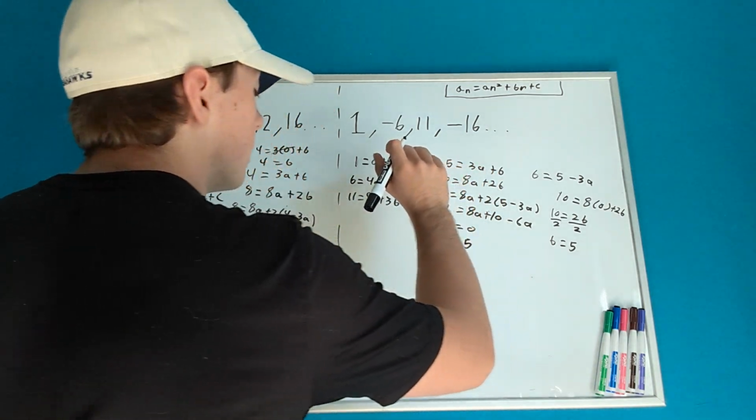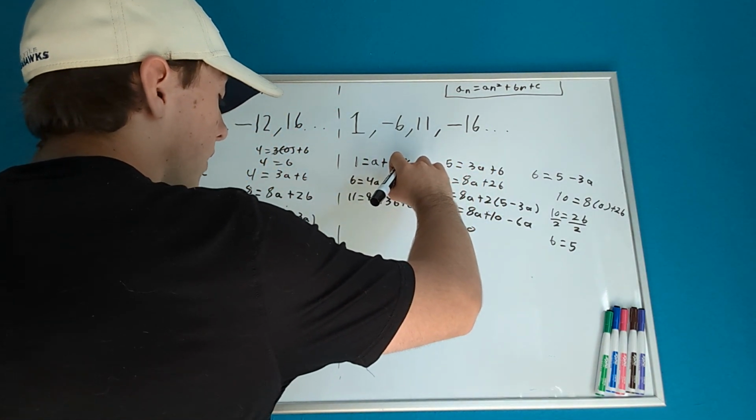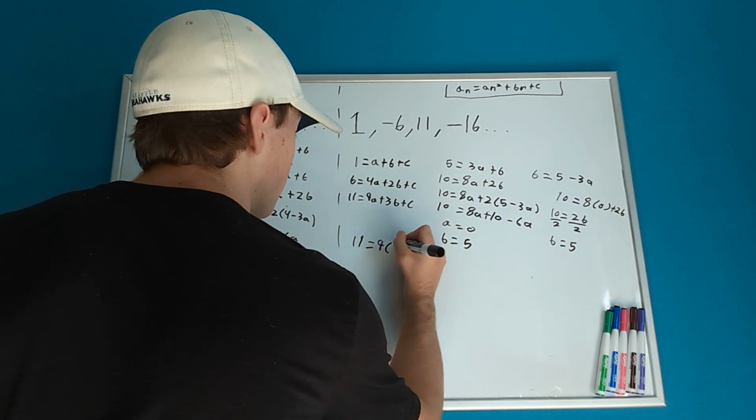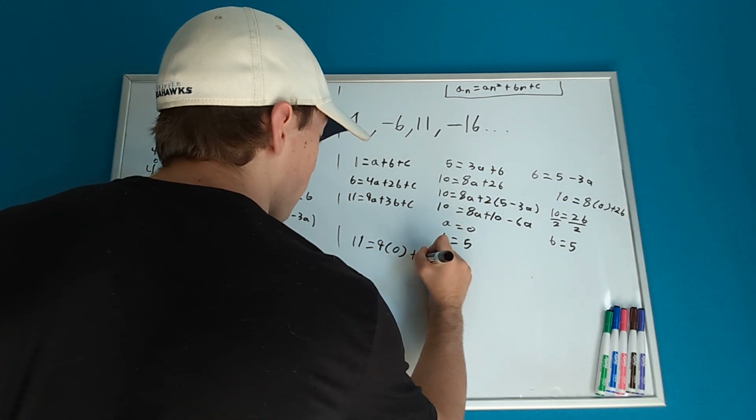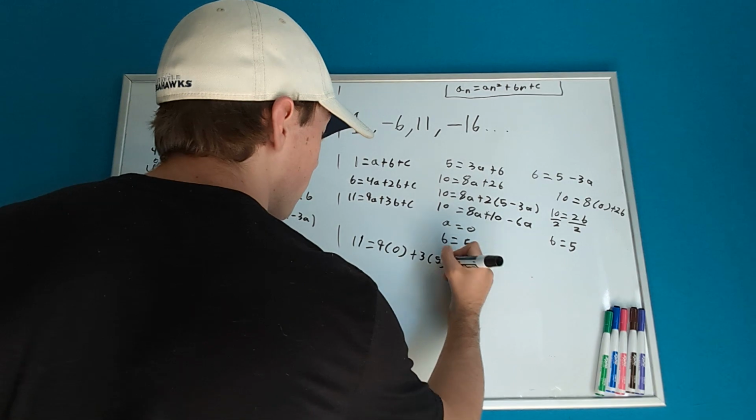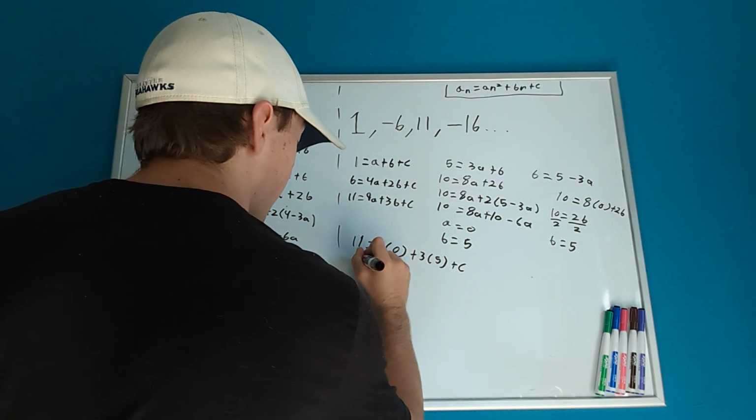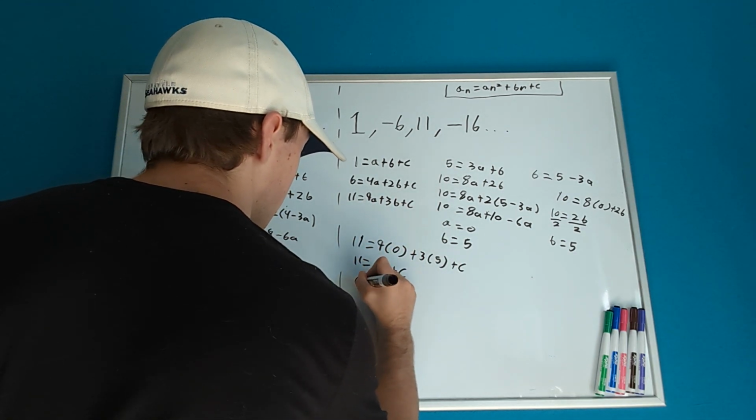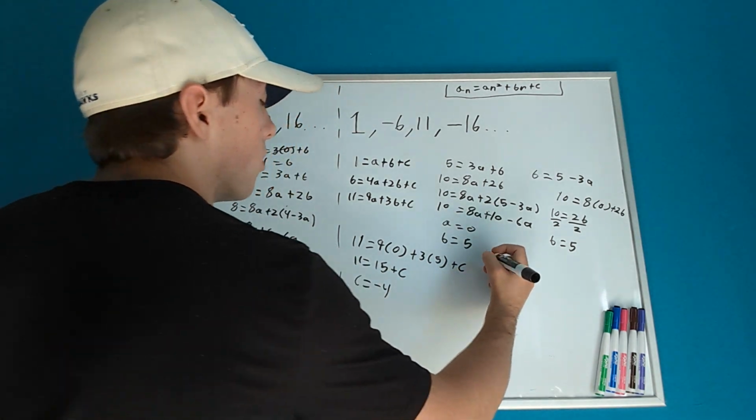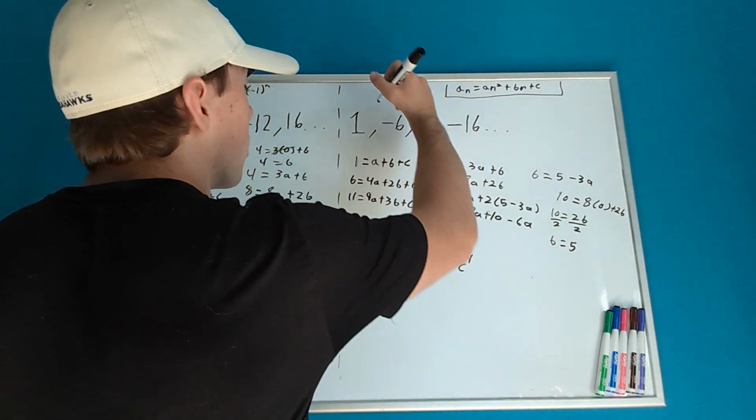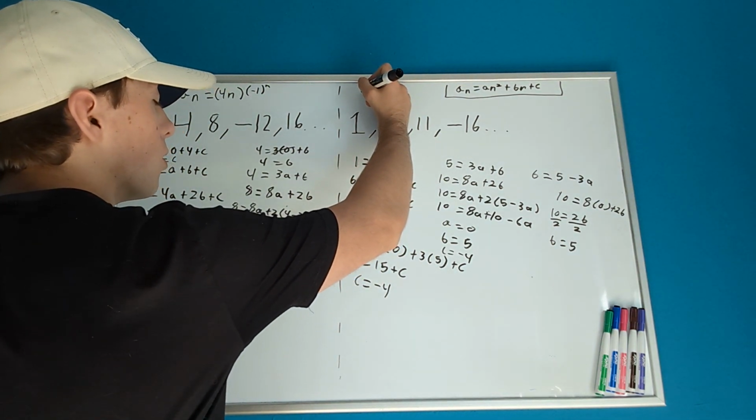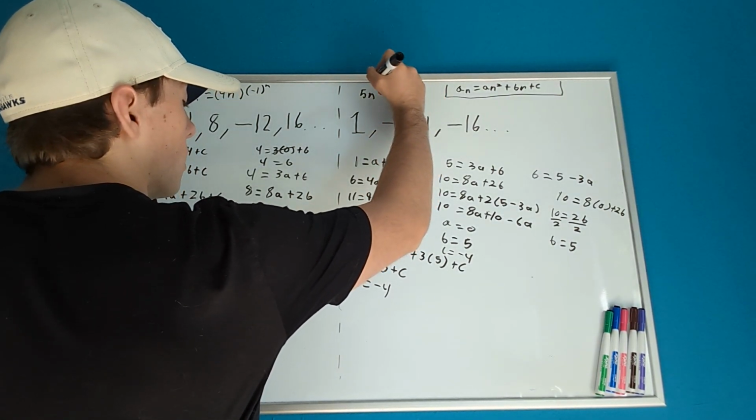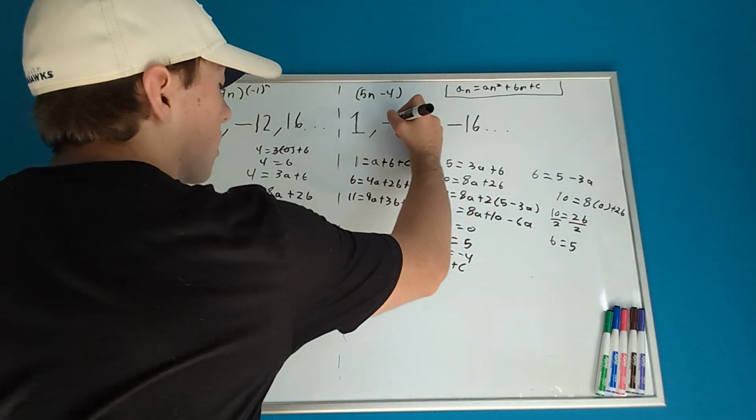Let's come back up to our original equation up here, and let's use this one down here. 11 equals 9 times 0 plus 3 times 5 plus C. All right, 11 equals 15 plus C. Subtract 15 from both sides. C equals -4. So our rule, if it wasn't alternating, would be 5n minus 4. But that's not going to work because it's alternating.